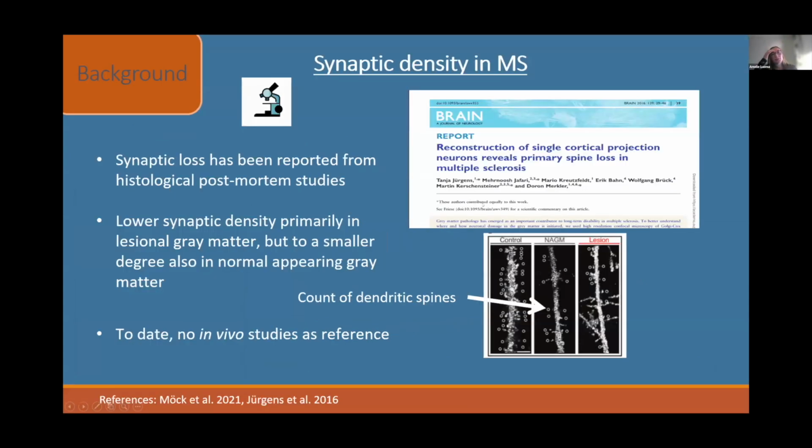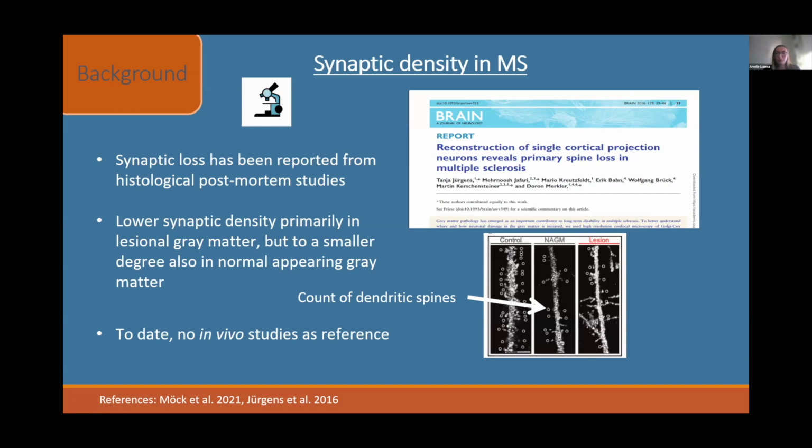In fact, the topic synaptic density in MS is relatively unexplored. That means that everything that we know about MS synaptic loss in MS today is still based on histological postmortem studies. So brain examinations after people have died and they have donated their brains. And indeed, those studies could show that there is synaptic loss in the gray matter, as well in the lesional gray matter as also in the normal appearing gray matter.